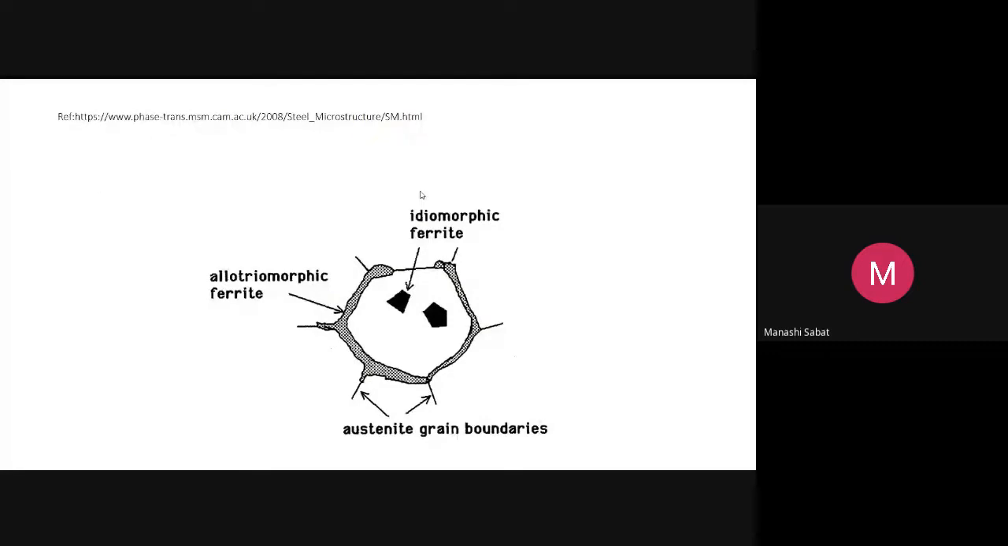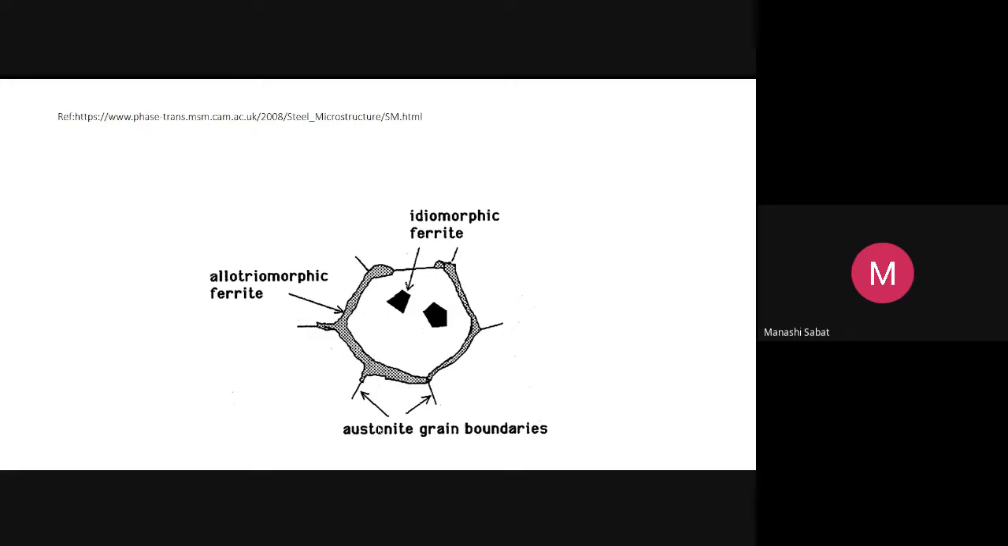Now I'll show you some ferrites. We can have one type of ferrite called allotriomorphic ferrite and another called idiomorphic ferrite. What is the difference? Can you tell me by looking at this microstructure? This is a cartoon microstructure, and the real microstructure looks just like this. Three things I have shown here. This entire thing is a grain, right? This is a grain, and this is a grain boundary.